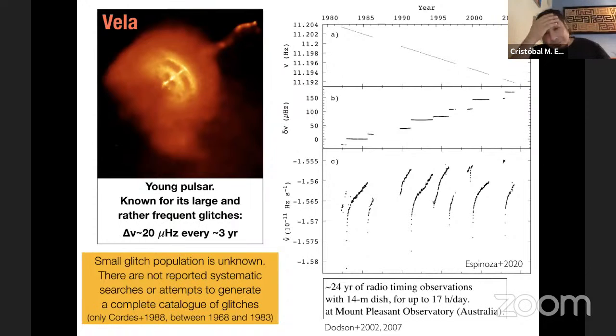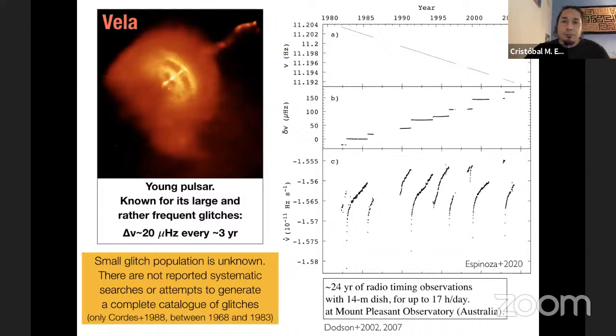Okay, so now we'll talk about Vela and what we've done with this pulsar. Vela is a young pulsar. It's very famous. It's a very bright pulsar, and it's been studied a lot because it's so bright. It's famous for its large glitches. They're not that frequent, but there's one large glitch about every 3 years, and they are about the largest that we know of.